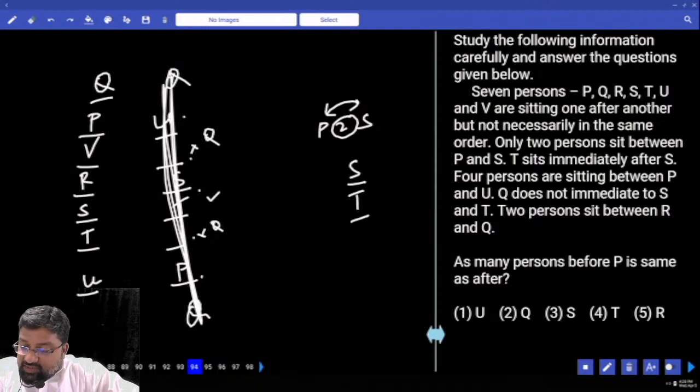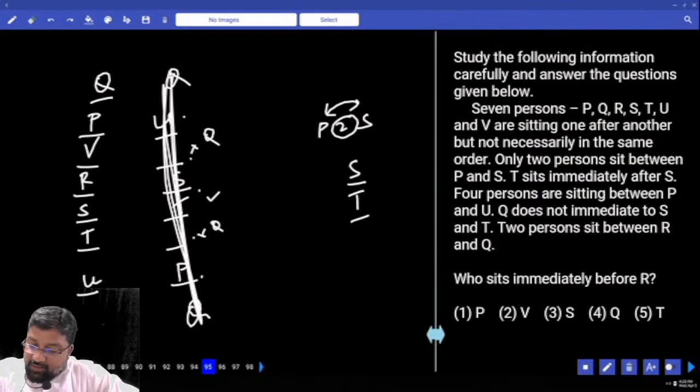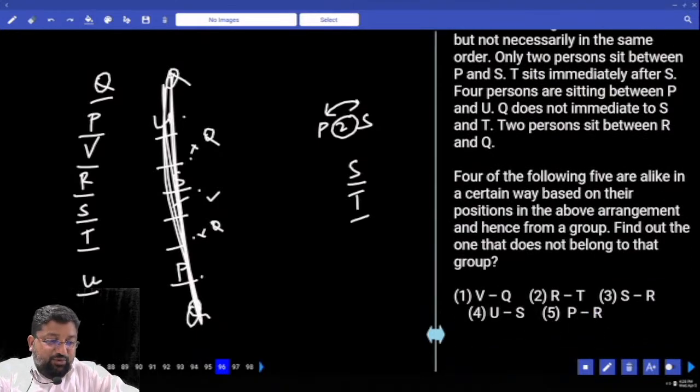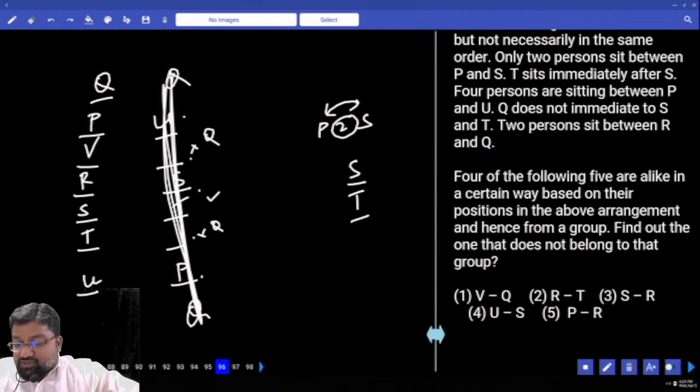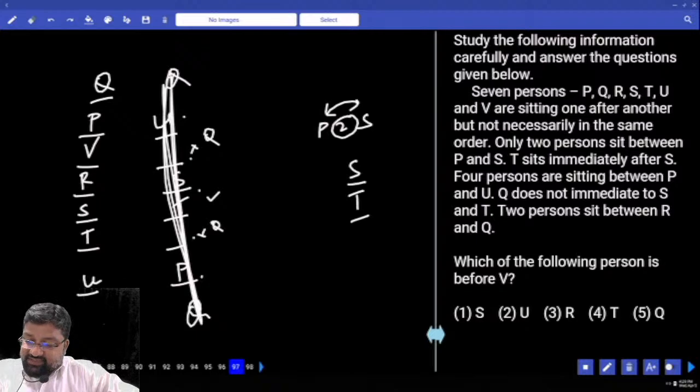As many persons before P, same as T. Option 4. Who sits immediately before R? V. 4 out of the following 5 are alike. V and Q, how many do you see? 1. R and T, 1 person in between. S and R, adjacent. U and S, 1 person. P and R, 1 person. Option 3.